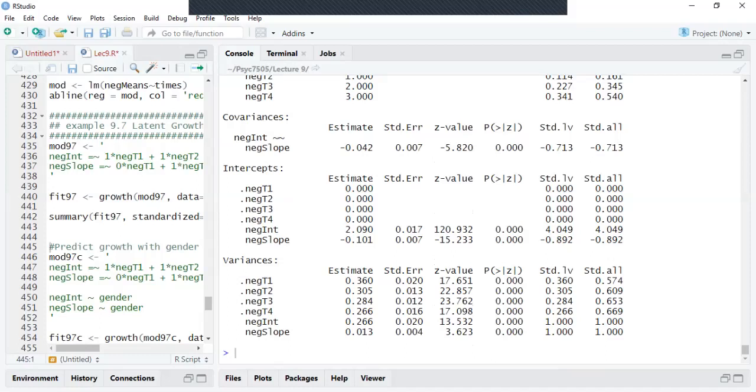Now this covariance up here I mentioned. As a reminder, the standardized value is the correlation. It's a pretty strong correlation. What this says is for individuals who score higher on the intercept, how are their slopes different? So it's a negative correlation. So the higher an individual scores on the intercept, the more negative their slope becomes. The lower you are on the intercept, the lower your score at time 1, the less negative or even more positive your slope becomes.